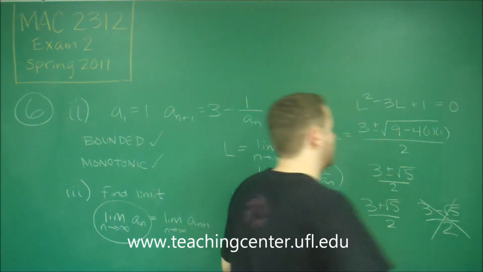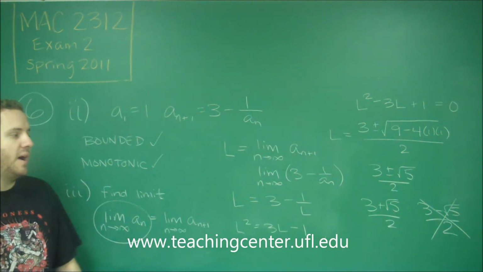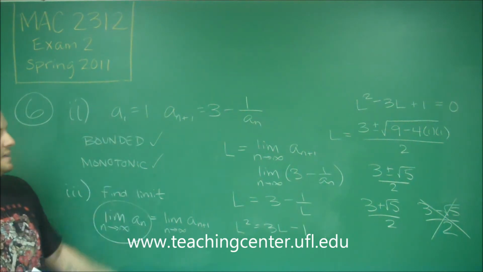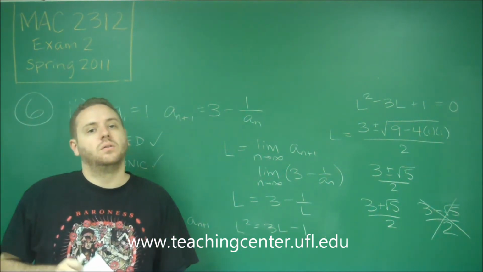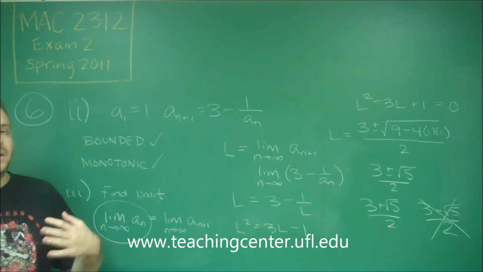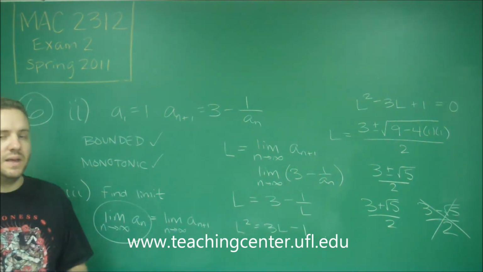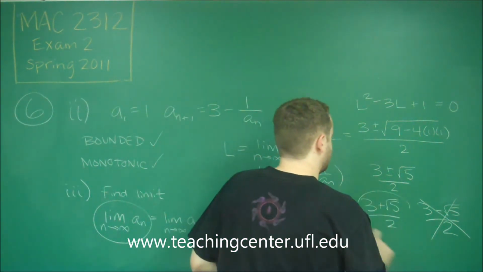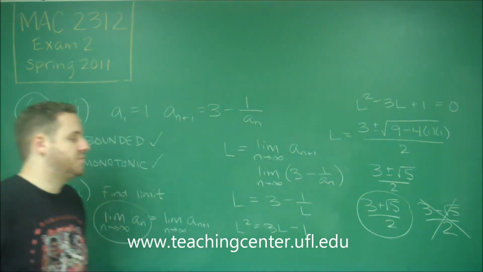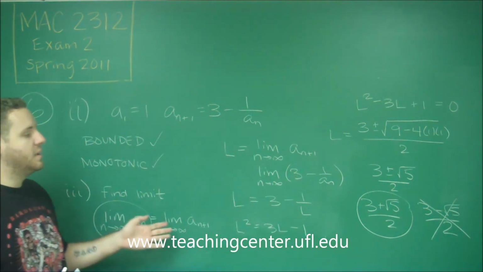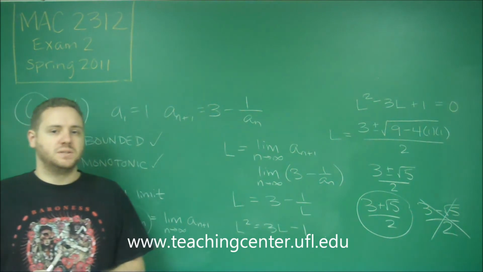it absolutely could not be 3 minus root 5 over 2 because that's already lower than 1. Again, we started at 1, increasing sequence, so it certainly can't be that, which then only leaves 3 plus root 5 over 2. So that is our limit of our sequence as n approaches infinity.